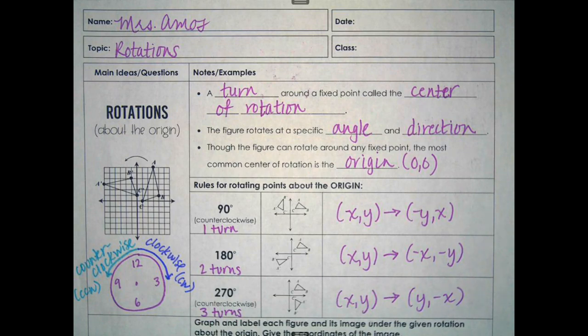A turn or a rotation is a turn around a fixed point called a center of rotation, and the figure rotates at a specific angle and direction. Though the figure can rotate around any fixed point, the most common center of rotation is the origin, which is point (0, 0). In eighth grade, we only focus on the origin. When you get up into the higher maths, it will rotate around a point.